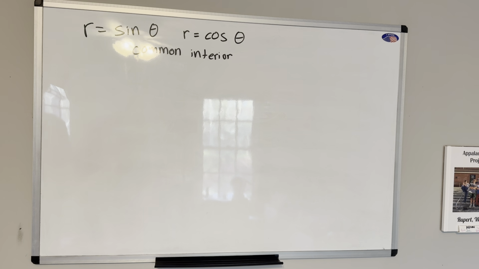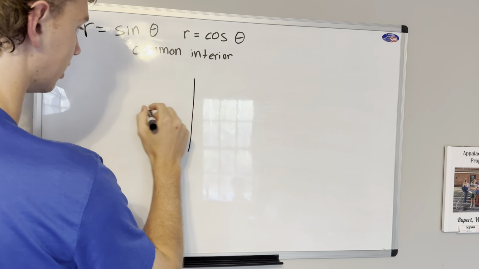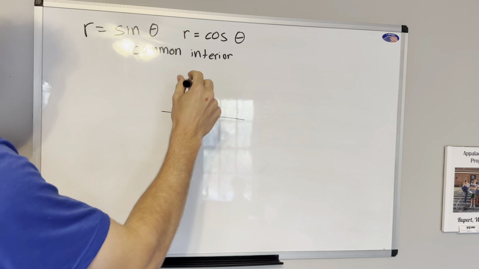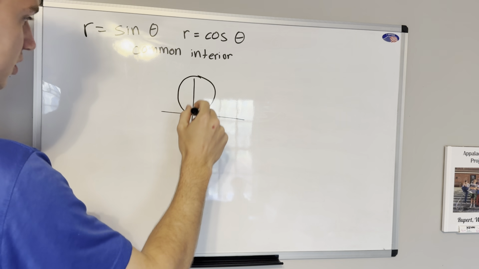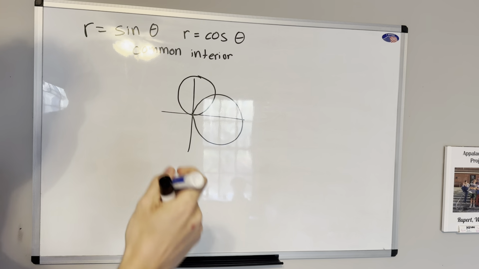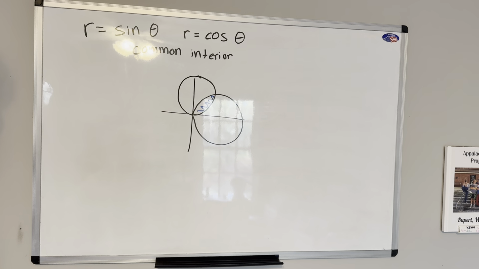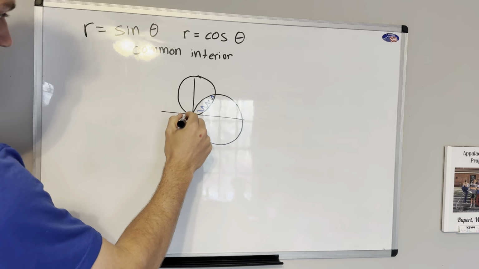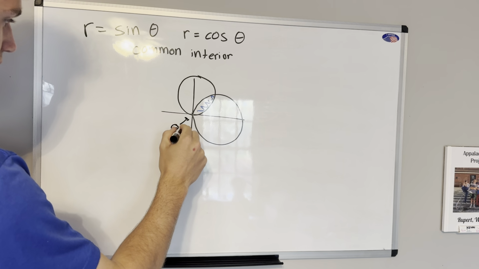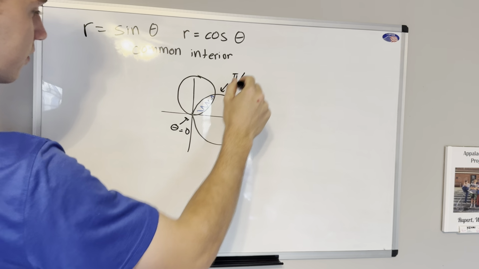The Organic Chemistry Tutor has a great video on this that goes more in depth than I will. But to find the common interior of this problem, the first step is to graph it, and then identify what we're trying to find, which is the common interior. And then identify the point of intersection. So it's going to be at theta equals 0 and at theta equals pi fourths.